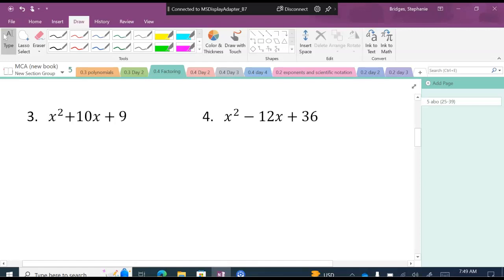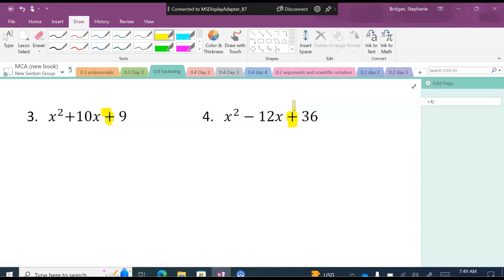But these two, if you look at both of these, 3 and 4, if you look at the second sign, and when I say second sign, I mean the one that comes second when you're looking from left to right. Here's a plus sign, right? This is also a plus sign. So my rule is, or what I think about, is if the second sign is a plus, then my signs are always going to be the same in my 2 parentheses.